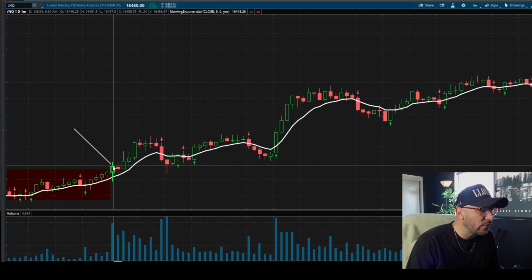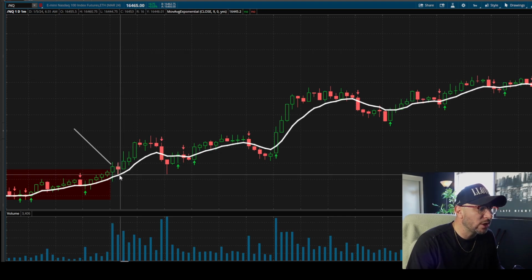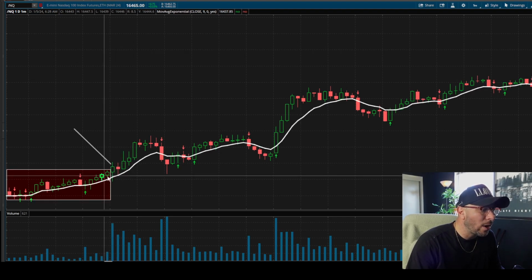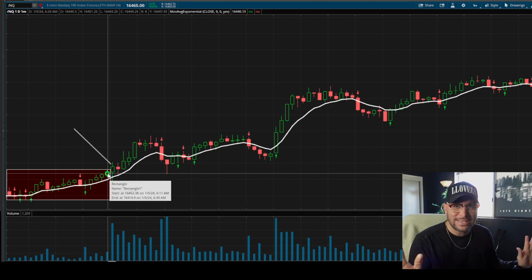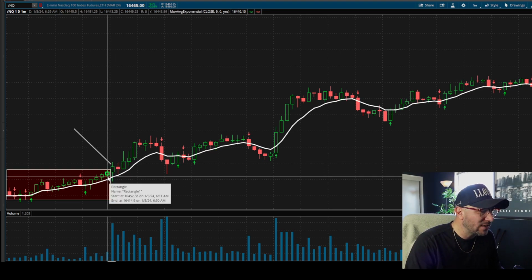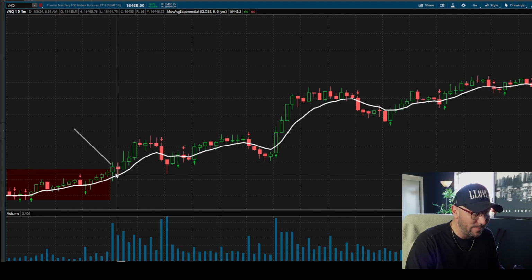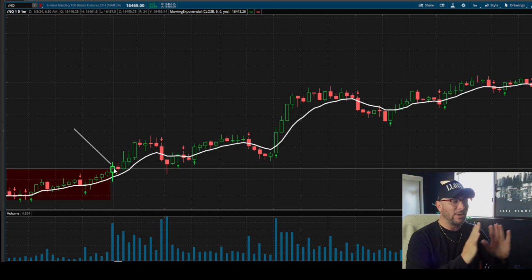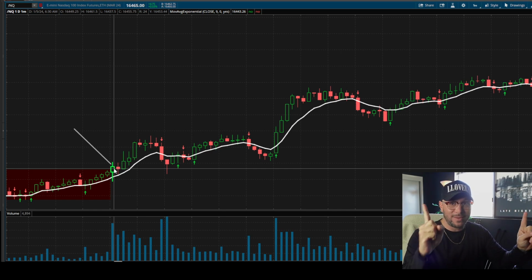If you do take the first entry over the break of pre-market highs, you have to use a close under the 9 EMA or a previous 5-minute candle. That's it, okay? Close under the previous 5-minute candle or a close under the 9 EMA if you're taking the first break.